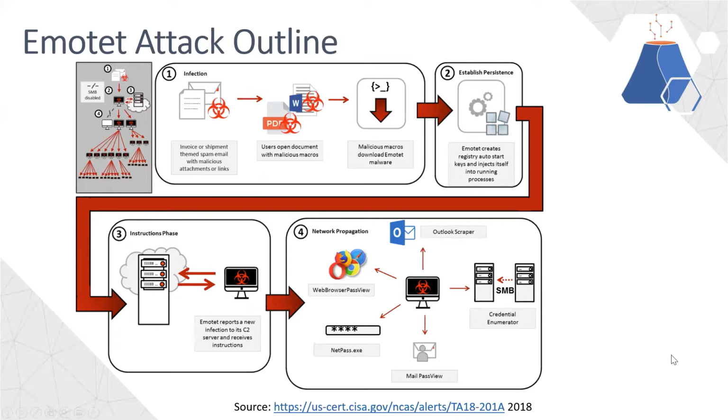CISA also released a lovely outline in 2018, just demonstrating how Emotet works. And you see very clearly, number one, there's that infection step where a phishing email is sent and the user's going to open up the document or follow the link, and the malicious macro will download the malware itself. The next step is that the malware is going to establish persistence. It's going to go into the registry, into the running processes to make sure that it can survive a reboot and remain on the system.